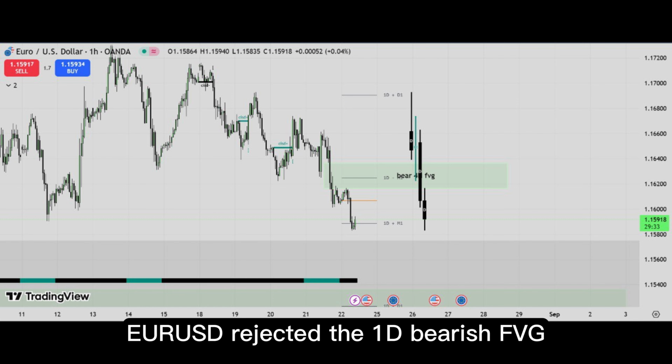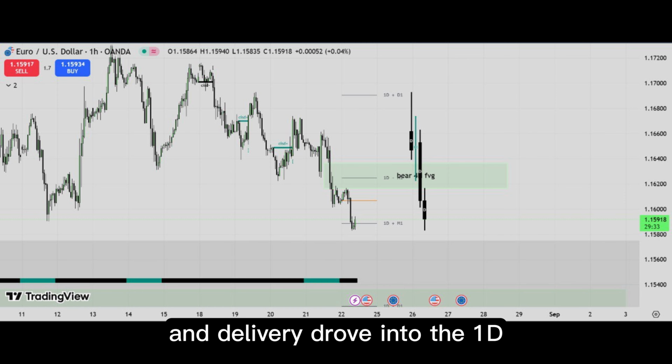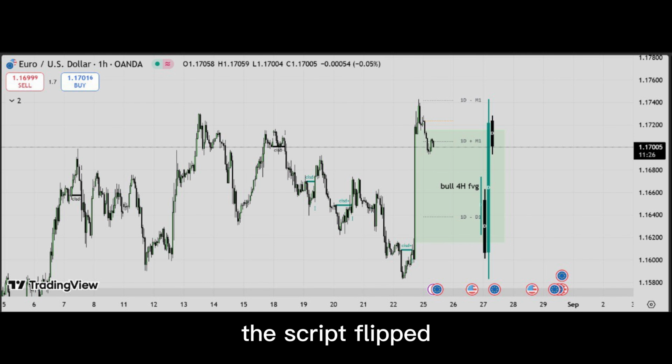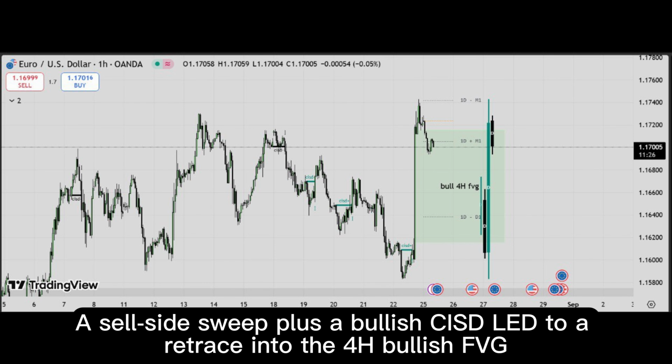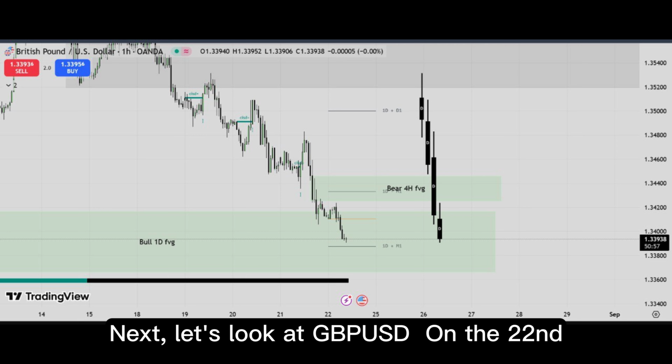On the 22nd, EURUSD rejected the 1D bearish FVG. A buy-side sweep followed by a bearish CISD set up shorts, and delivery drove into the 1D M1 levels below. On the 25th, the script flipped. A sell-side sweep plus a bullish CISD led to a retrace into the 4H bullish FVG, with delivery expanding into the 1D premium range. Next, let's look at GBPUSD.